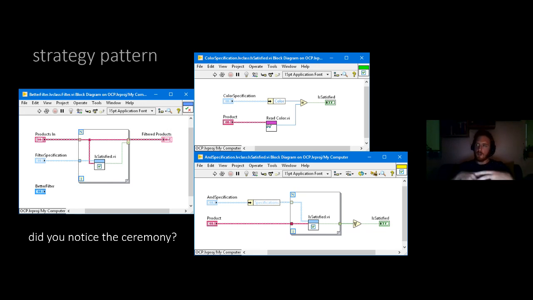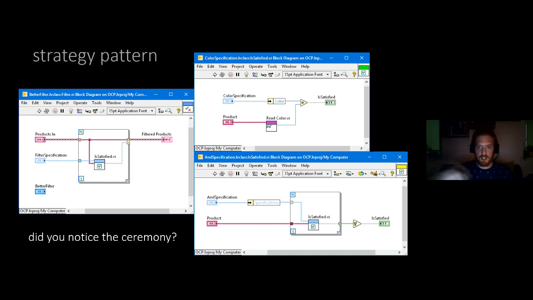There is a lot of, I create a class. That class contains a single function inside, and all of that just to enable dynamic dispatching and polymorphic behavior in our application. So maybe there is an easier way. Well, in LabVIEW there isn't, but I'm just saying in general, maybe there is an easier way.